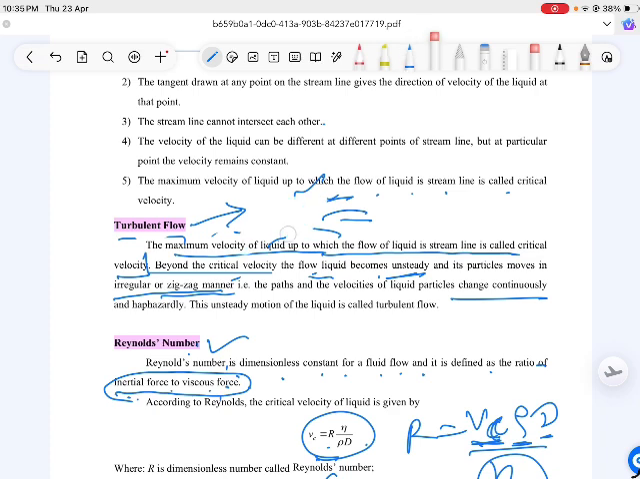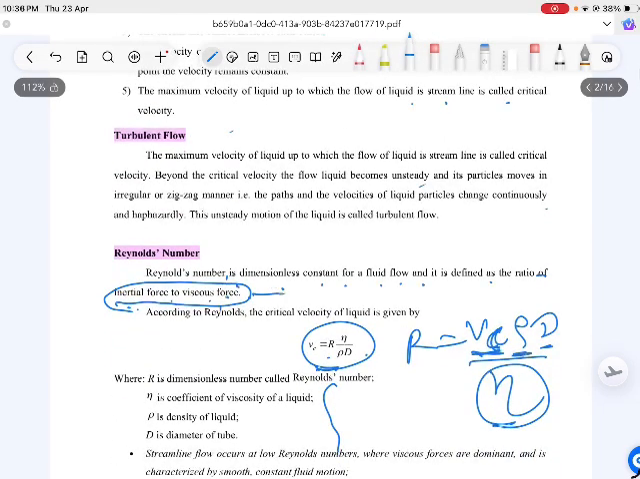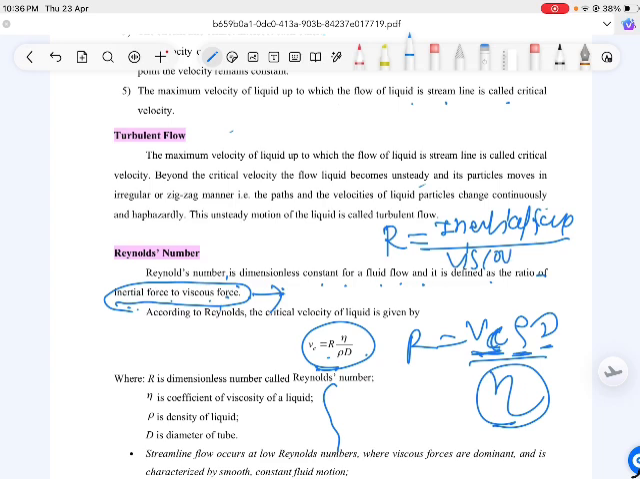Now the next point that we are going to study is the Reynolds number. What is the Reynolds number? The Reynolds number R is the ratio of inertial force to viscous force. The ratio of these two is called the Reynolds number. Depending upon the value of the Reynolds number, we can say which type of flow it is, streamline or turbulent. The formula for critical velocity is Vc = R eta / (rho d), where eta is the coefficient of viscosity, rho is the density of the liquid, and d is the diameter. From that we can calculate R.